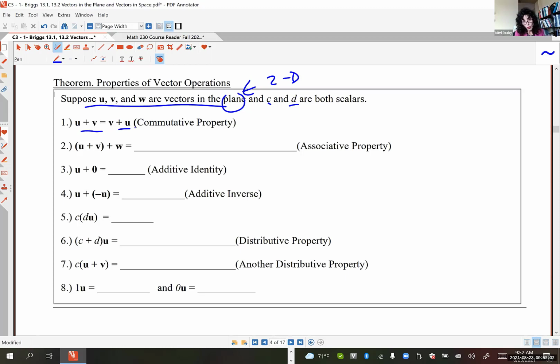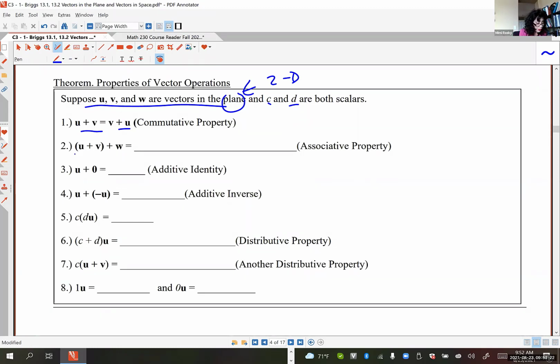So what's true? Well, it doesn't matter what order you add 2 vectors, because you'll still get the same result. Now, that's not true for subtraction. Subtraction order does matter. Just like with numbers, 5 minus 2 is not equal to 2 minus 5. But 5 plus 2 is equal to 2 plus 5. So you have commutativity as long as you're adding.